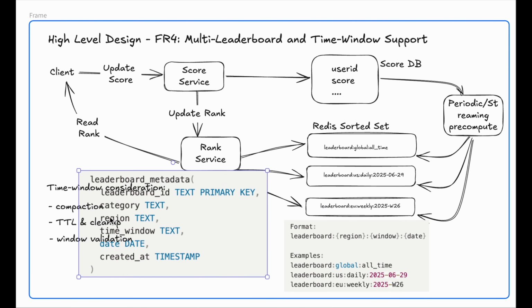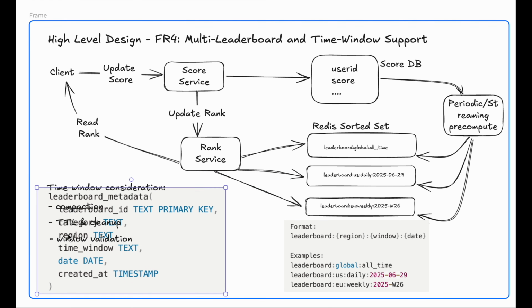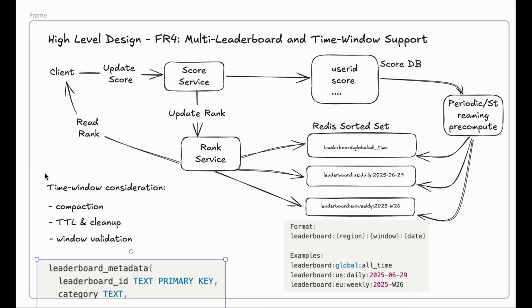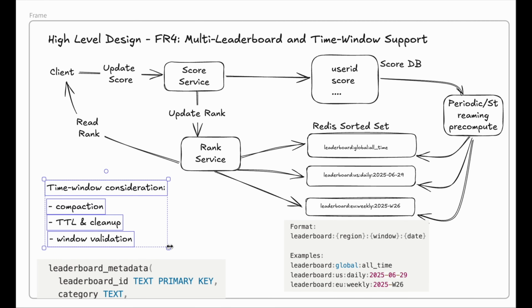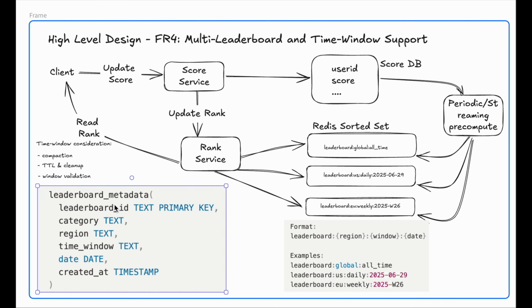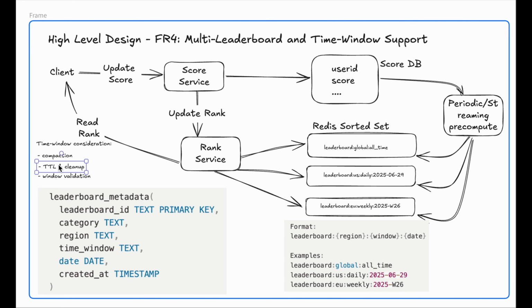To support flexible filtering, especially from dashboards or analytics tools, we introduce a metadata layer. This metadata table might look like this. This allows us to list active leaderboards in the UI, purge outdated ones, filter by dimensions like region or game mode, and support full auditing and discovery. With this metadata structure, both admin tooling and front-end display become much more powerful and user-friendly.